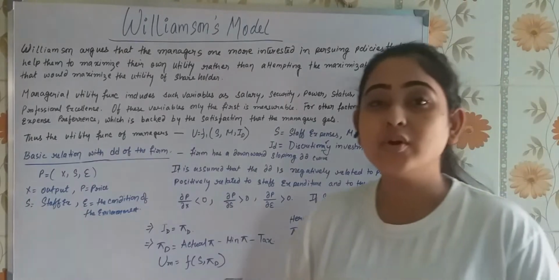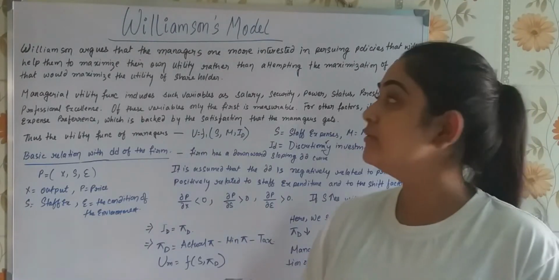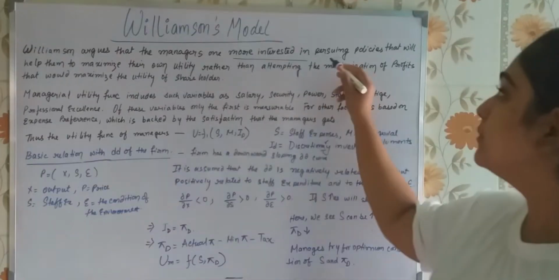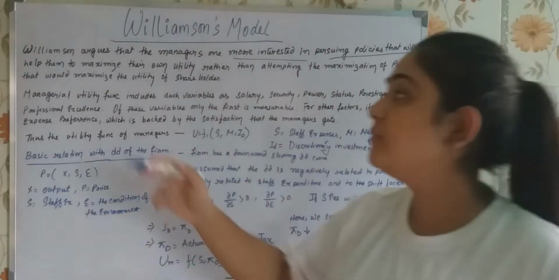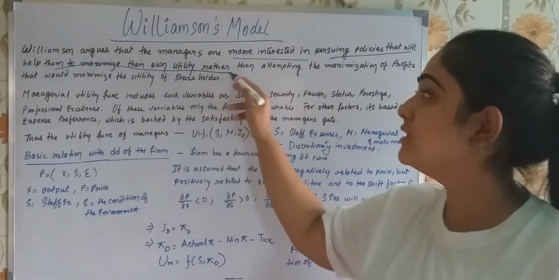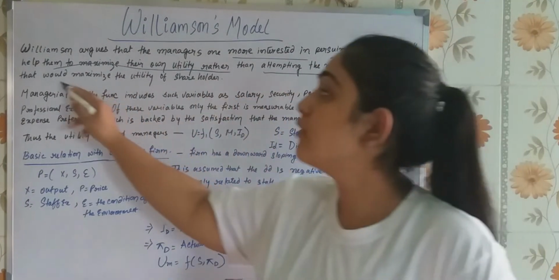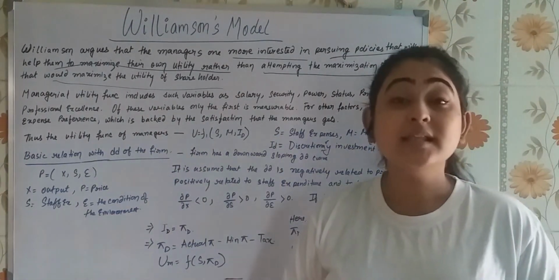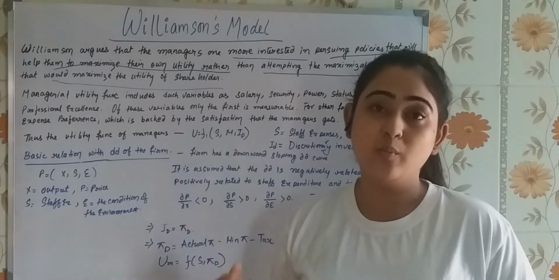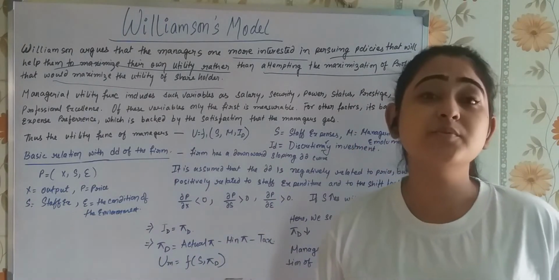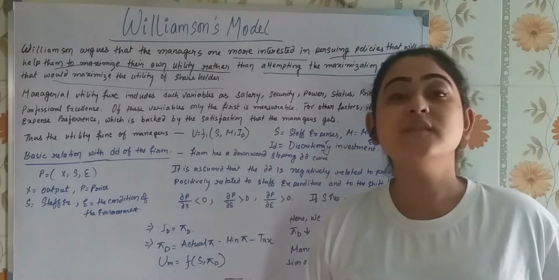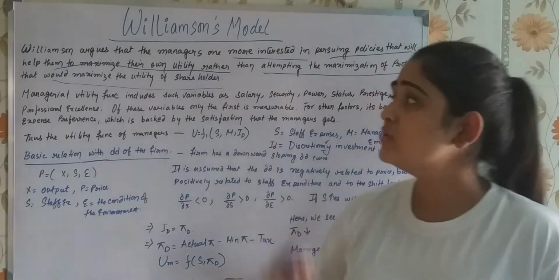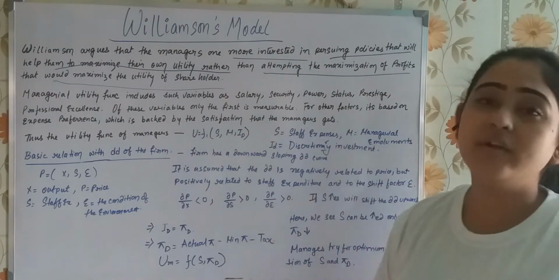What does this Williamson model actually state? It states that the managers are more interested in pursuing policies that will help them to maximize their own utility rather than attempting to maximize the profit, which would maximize the utility of the shareholder. So as in the earlier objectives also, there has been a difference between the managers' motives and the shareholders' or the owners' motive. Definitely it's going to be there, right? And to stress that more, it's the Williamson model.